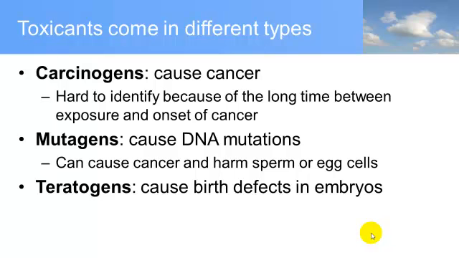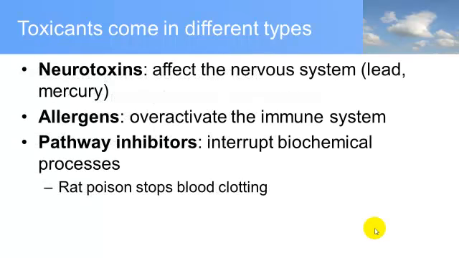Teratogens cause birth defects by damaging the embryo in the womb. Neurotoxins affect the nervous system. These include many heavy metals like lead and mercury.